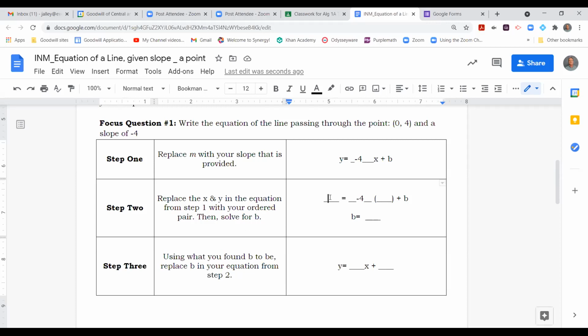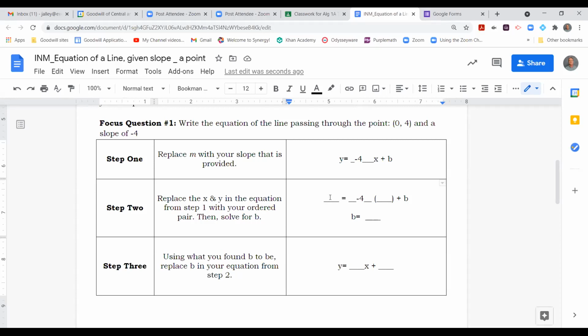Where'd you get 1? What's the ordered pair that they're talking about here in focus question number 1? 0, 4. There's no 1 in that particular ordered pair.